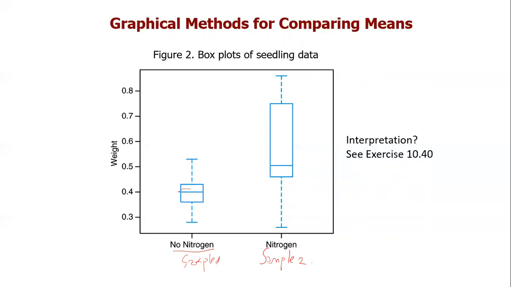Look at this one. This is the median of the first sample, and this is the median of the second. When I just look at this, can you say that these two means are equal to each other? That's a bit hard. You will probably say the mean of the first one and the mean of the second one are different from each other.